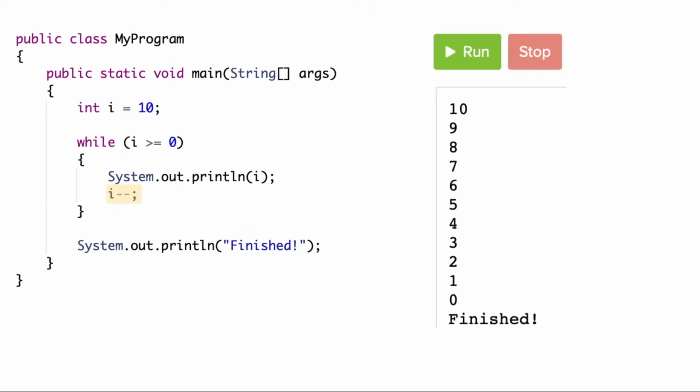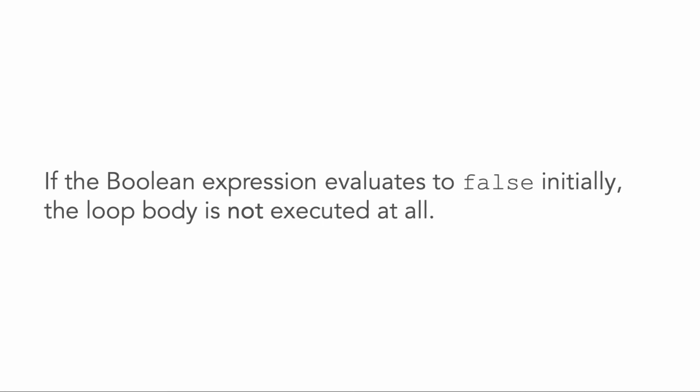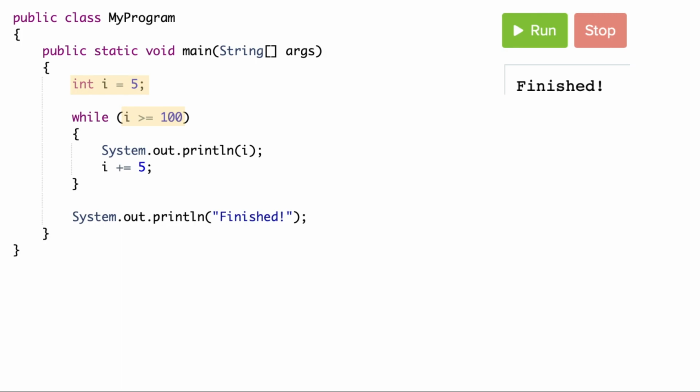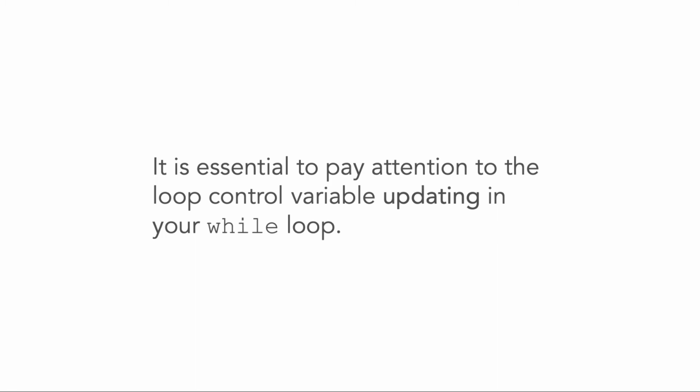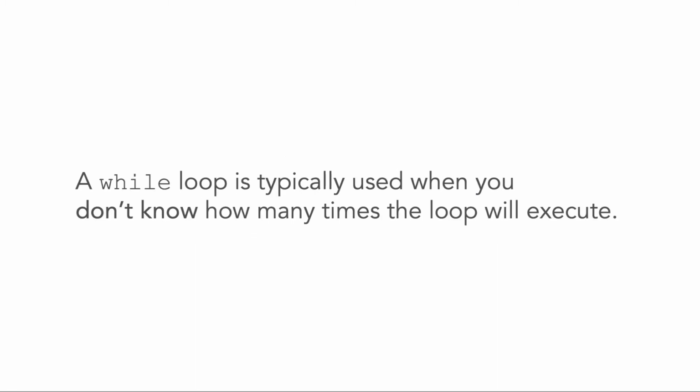If we update the loop control variable by decrementing it, integer I will eventually store the value of -1, which causes the Boolean expression to evaluate to false, which will then exit the loop. If the Boolean expression evaluates to false initially, the loop body is not executed at all. In this example, the Boolean expression will always evaluate to false. The while loop will never execute, therefore the loop control variable will never update. It is essential to pay attention to the loop control variable updating in your while loop. A while loop is typically used when you don't know how many times the loop will execute.